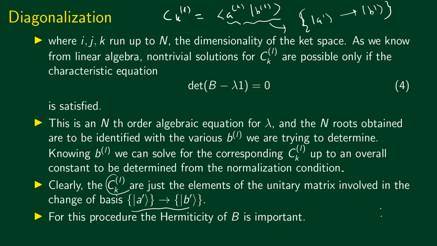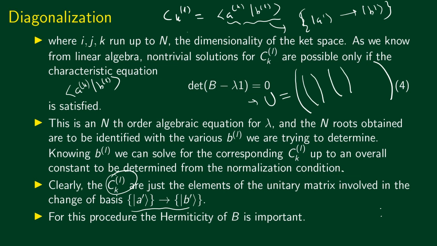These are the expansion coefficients for each of the B_l in the basis A. Okay, what does this mean? This means that our unitary transformation matrix that diagonalizes B, or that takes us from ket A prime to ket B prime, is just constructed out of the eigenkets, right? So we could go both ways. If we know this unitary transformation matrix, then we know the eigenvalues and eigenkets.